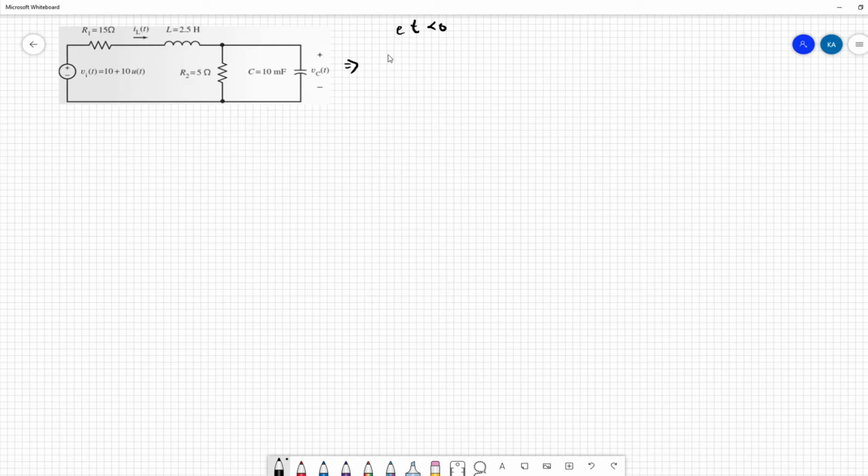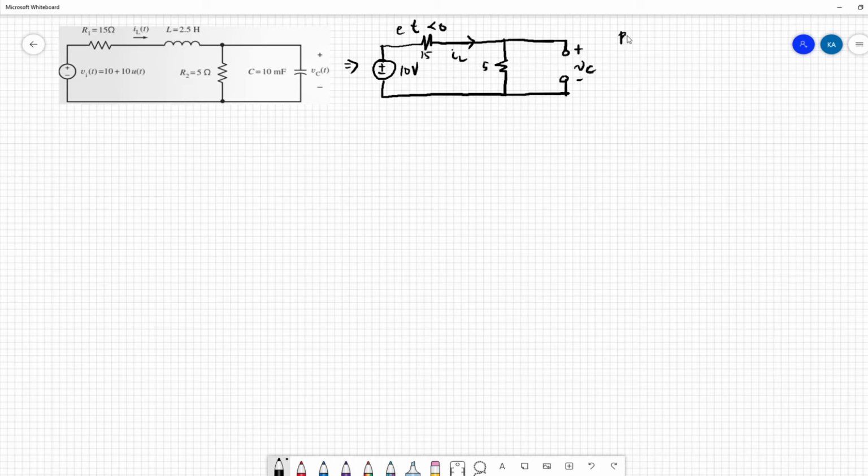So we have 10 volts. Then the inductor is shorted, and the capacitor is open circuit. So by voltage divider, we can solve for the initial values.